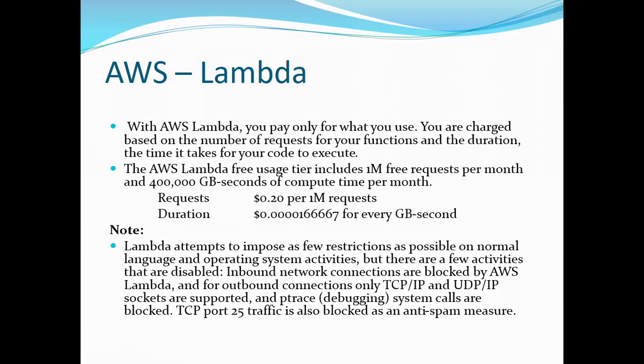Here is a note you should consider when you are going to use Lambda. There are limitations. Lambda attempts to impose as few restrictions as possible on normal language and operating system activities, but there are a few activities that are disabled. Inbound network connections are blocked by AWS Lambda. Inbound network connection is not allowed. If your code needs inbound connections, Lambda is not the solution. For outbound connections, only TCP/IP and UDP IP sockets are supported. No other protocols are supported. TCP port 25 traffic is also blocked as an anti-spam measure. So consider this when you are using Lambda.